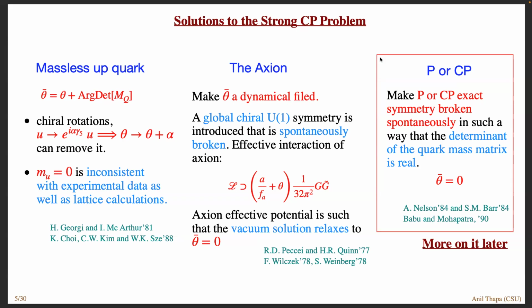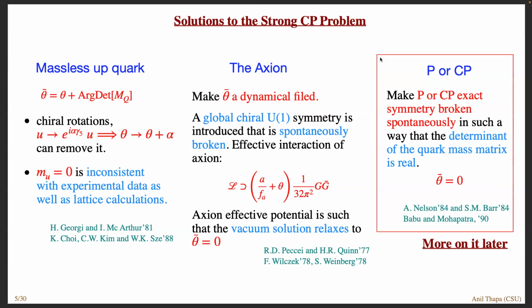What you do here is make this theta bar term a dynamical field. So you have a global U(1) symmetry, and you break it spontaneously, then you have Goldstone modes. Through QCD, this Goldstone mode will get a mass, and so we call it the axion. Once you have the axion, you can write this interaction term like this, and then this effective potential will relax the vacuum solution so that theta bar goes to 0. This is an elegant solution to the strong CP problem.